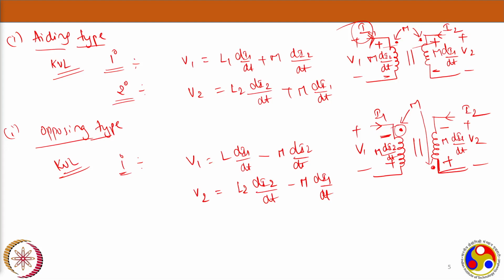So, two kinds of coupling: electrical and magnetic. Within electrical and within magnetic, we have two other types: aiding type and opposing type. So that's it. Now you try to solve some more problems on the dot convention, specifically on these magnetic circuits. You will get even more clarity and better understanding, I suppose.